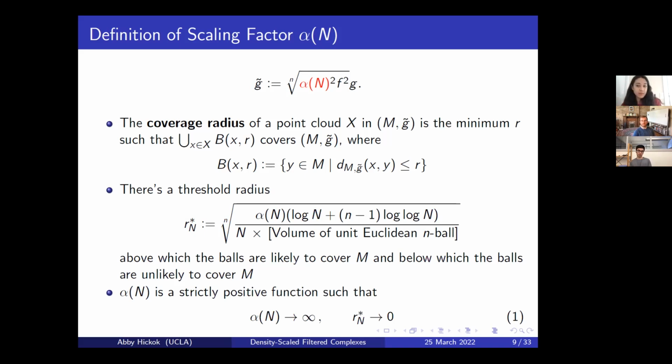it goes to infinity as the number of points increases, and the threshold radius of this density scaled manifold goes to 0. So what this first property says is that as the number of points increases, balls in the manifold grow slower and slower, or at a slower rate. The second property says that they grow slowly, but they still grow fast enough so that the coverage radius still goes to 0 as the number of points increases. These properties don't uniquely define a scaling function, but as long as your scaling function satisfies these properties, you're good.